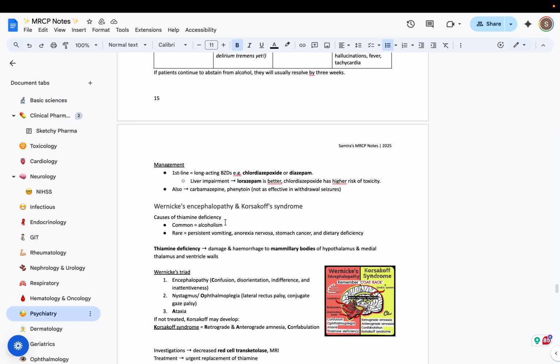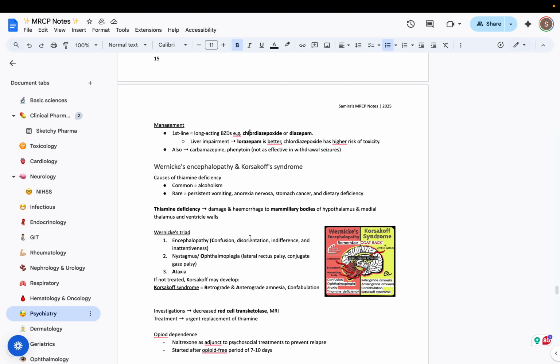There are some causes of thiamine deficiency. The most common one is alcoholism, and this thiamine deficiency is what causes the damage and hemorrhage to the mammillary bodies in the hypothalamus and the medial thalamus and ventricle walls, and it will cause Wernicke's triad. But there are other causes that could also lead to Wernicke's encephalopathy, like persistent vomiting, anorexia, stomach cancer, and dietary deficiency.